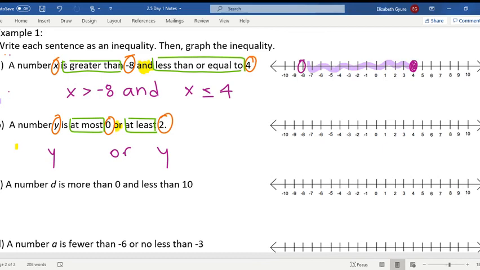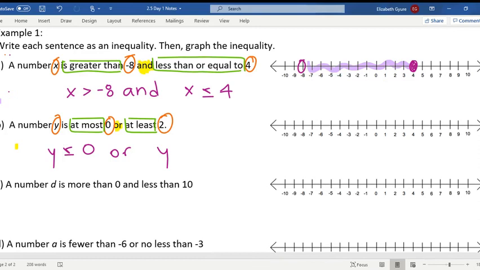If we're dealing with at most, that's like the maximum level, right? So if you can have at most $10, can you have exactly $10? Or we'll go with 0. If you can have at most $0, can you have $0? But can you have more than that? No, so at most means less than or equal to 0. Again, you can always use your chart.